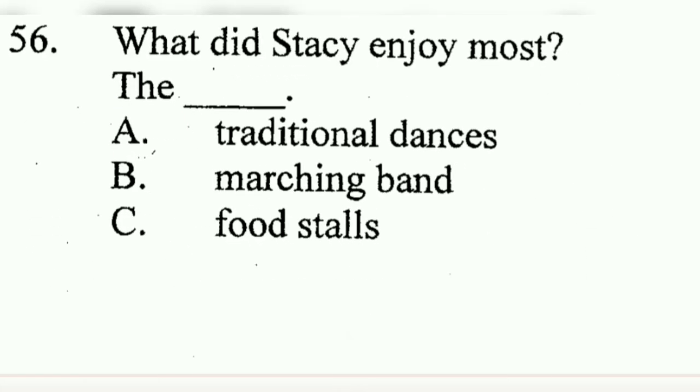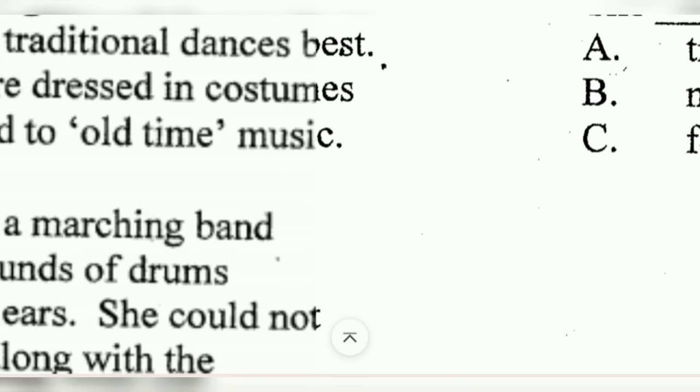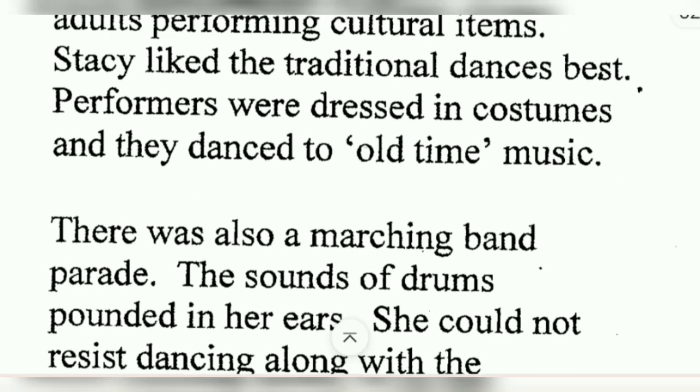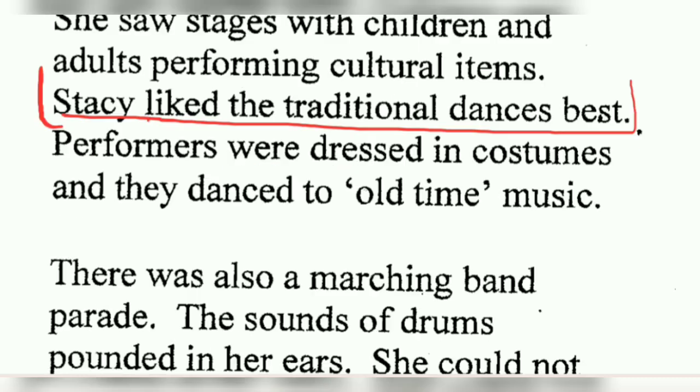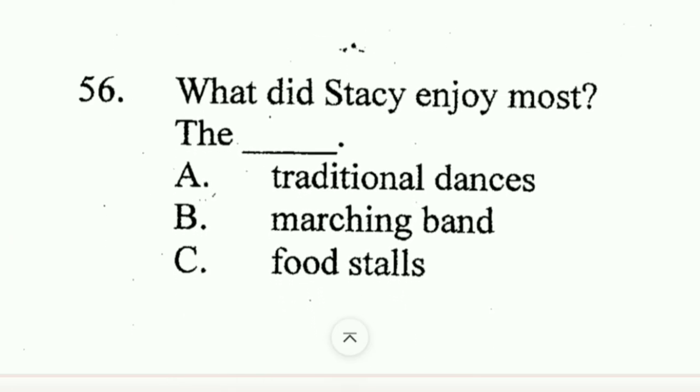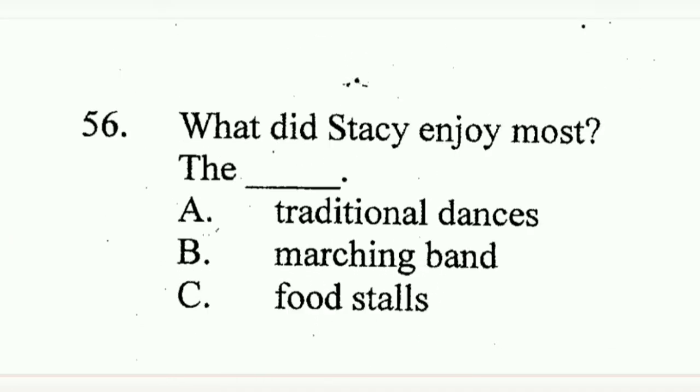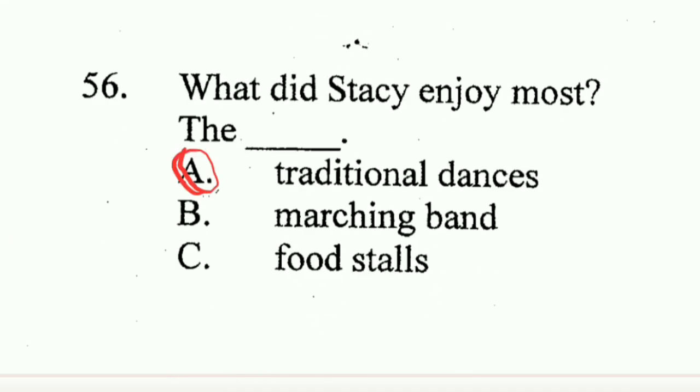56. What did Stacy enjoy the most? A says it's the traditional dances. B says the marching band. And C says the food stalls. I know the answer, but let's go back because it tells you Stacy liked the traditional dances best, meaning those are the ones she liked the most. That's what she liked most. So she enjoyed most of all the traditional dances, and that's at A.